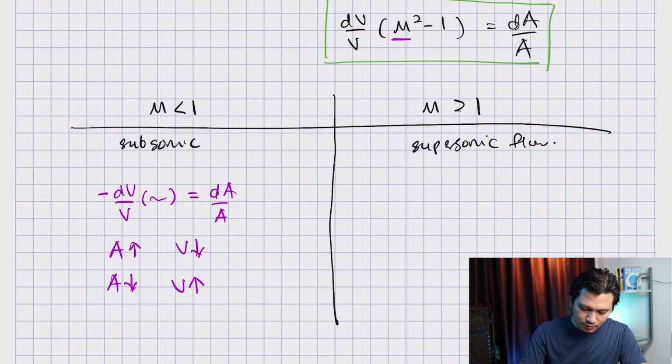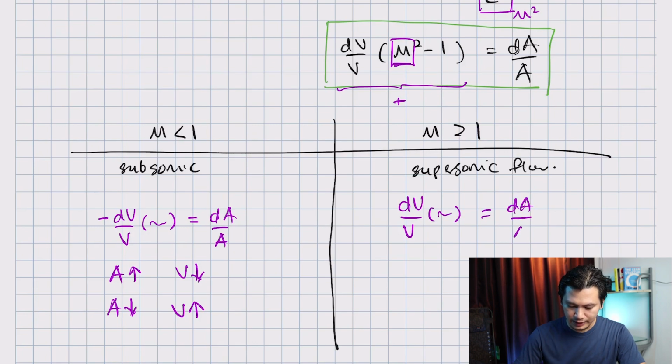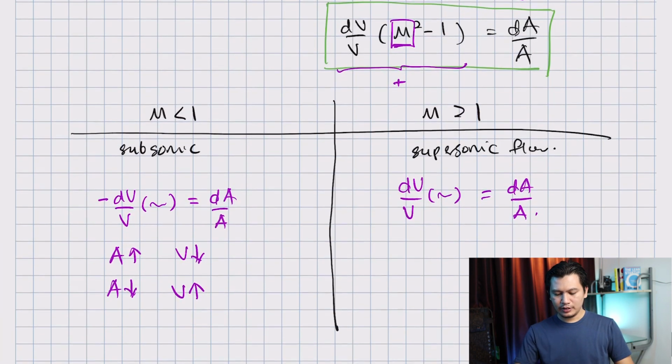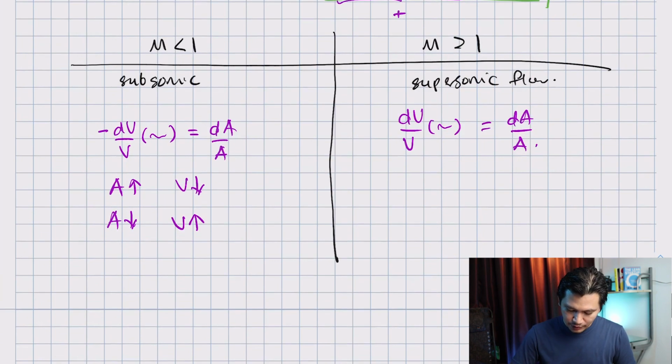So what happens when Mach number is greater than 1? This term will be positive. So dV over V multiplied with whatever number it is equal to dA over A. And because both left and right hand side are positive, when area increases, the velocity will also increase.